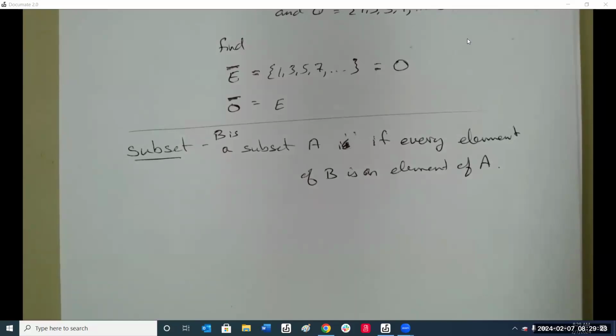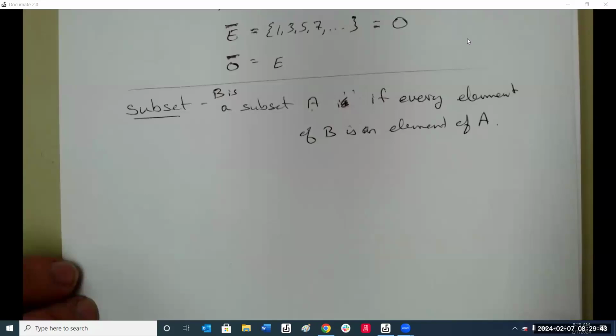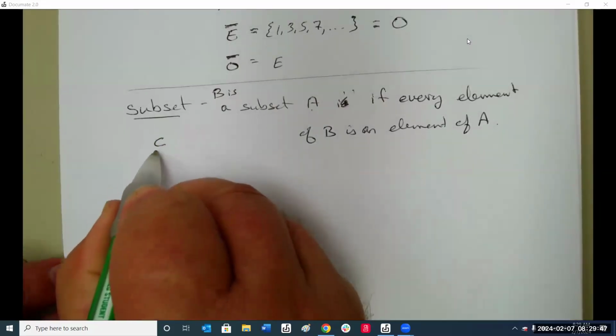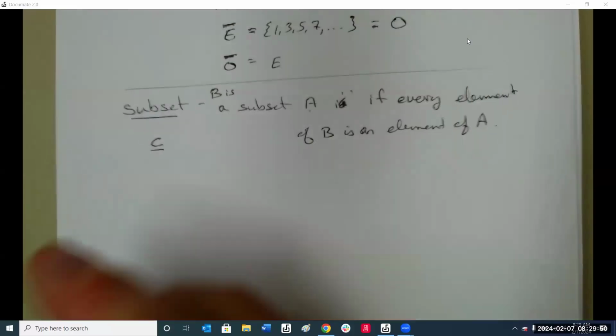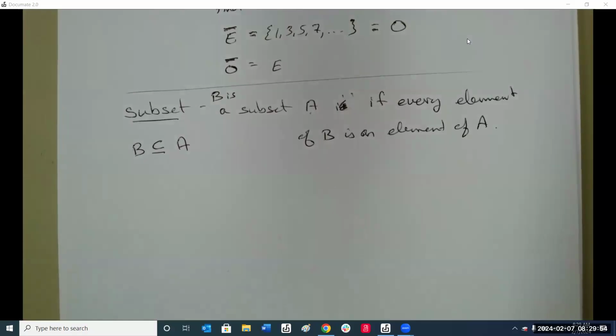If every element of B is an element of A, can A have more? In other words, is A a subset of B? You can't say that because it can have more, but it has at least B's elements in it. So the symbol we use for subset is that. So we say B is a subset of A.